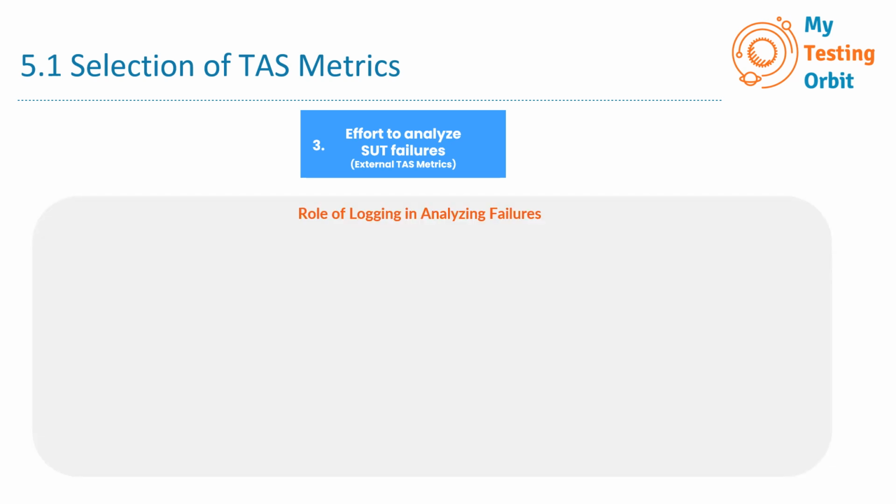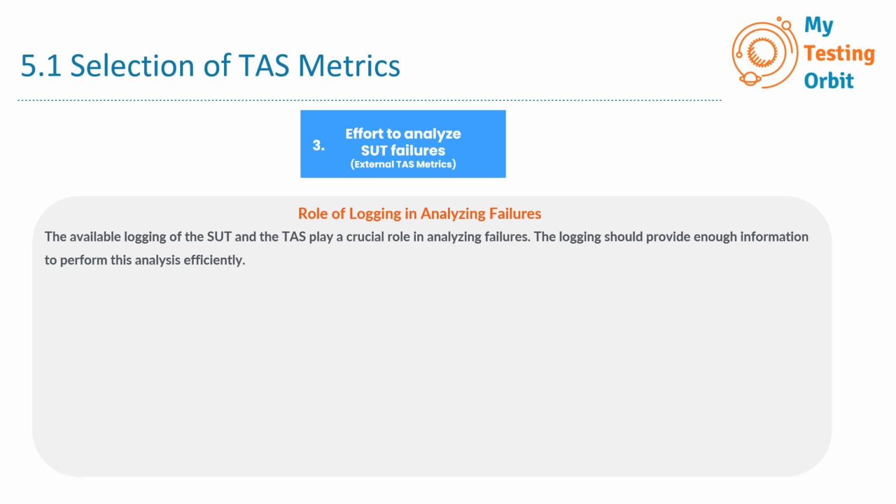Role of logging in analyzing failures. The available logging of the SUT and the TAS plays a crucial role in analyzing failures. The logging should provide enough information to perform this analysis efficiently. In software testing, logging records all the actions and events, allowing us to review them later if there is an issue. So it's like having a digital security camera to investigate issues.